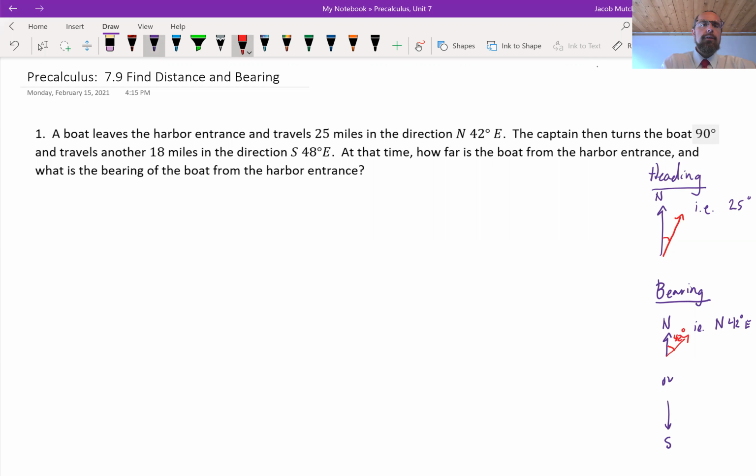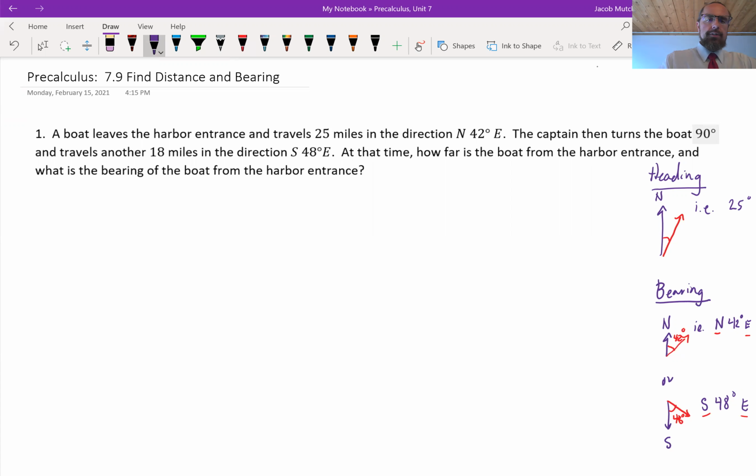We can contrast that with another bearing in this problem, south 48 degrees east. That would start south, and then we would measure 48 degrees to the east. And so you can see that bearing has more flexibility. You can know that you're dealing with bearing instead of heading, not only by the name bearing, but also by the fact that you'll have two cardinal directions. It'll start north or south, and then a degree measure either to the east or to the west. Both examples had degrees east. So that'll help us draw our diagram.